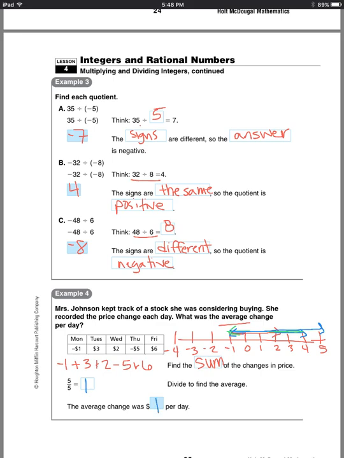If you don't want to use a number line, you could do that in your head, because you could do 3 minus 1 is 2, or you could do all the positive numbers first. You could do 3 plus 2 is 5, plus 6 is 11, minus 5 is 6, minus 1 is 5. So there are ways to do those in your head.